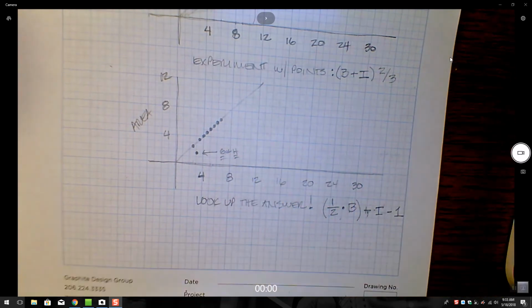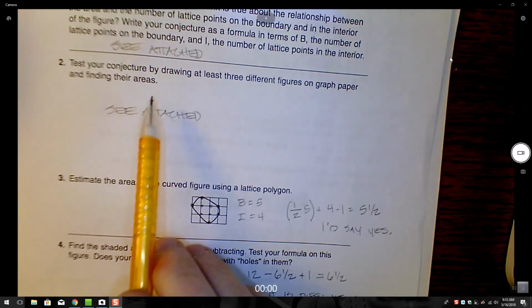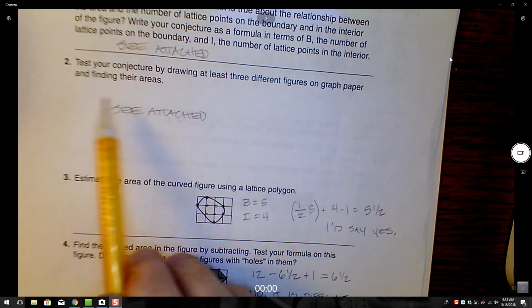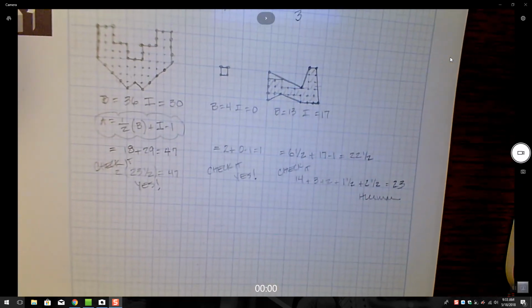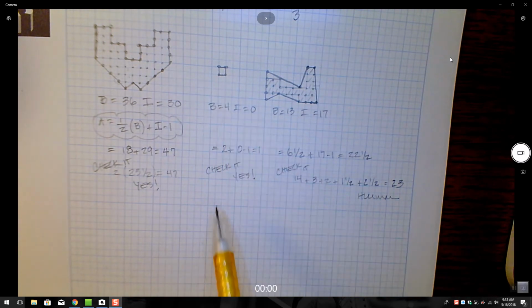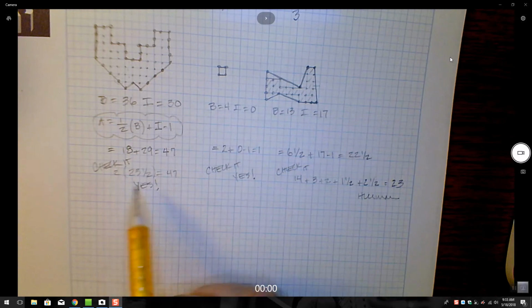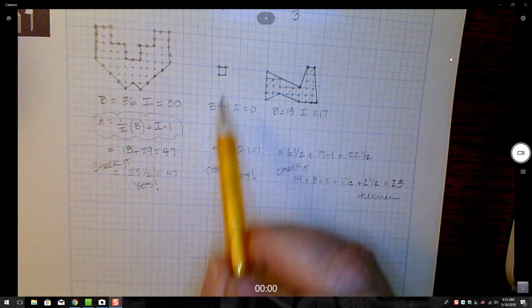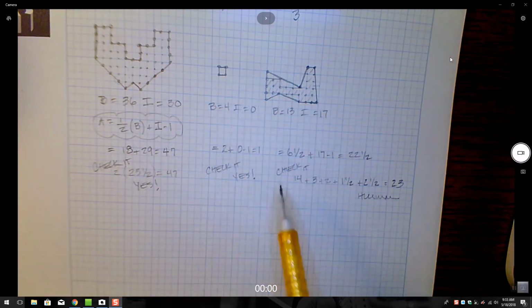So I tried some shapes for number 2, where we're supposed to test our conjecture by drawing at least 3 different figures on graph paper and finding their areas. So here are my 3 shapes. I thought this one for sure wouldn't work because, look at it, it's tiny. But the big one I expected to work, and it worked beautifully. The little one I didn't expect to work, but it worked beautifully.